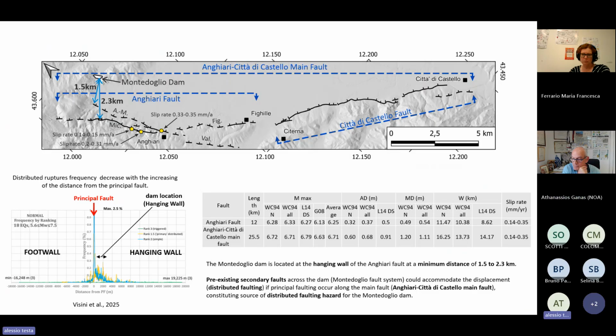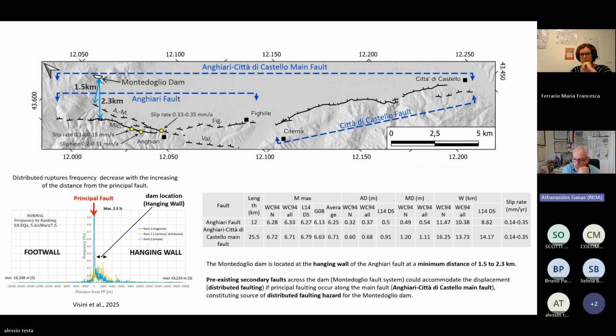I hope I answered your question. I accept the answer. I was surprised, and I have to dig more carefully into the literature, because I was expecting a few hundred meters, not 1.5 kilometers.